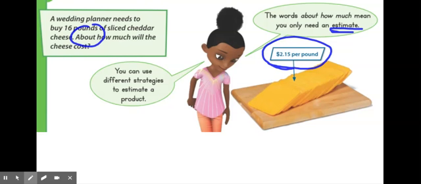Hopefully you see over here, our little caption tells us that cheese is $2.15 per pound. So if the wedding planner needs to buy 16 pounds of cheese, and the cheese is $2.15 per pound, how can we solve this problem? What equation would you write? Pause the video and try it out.